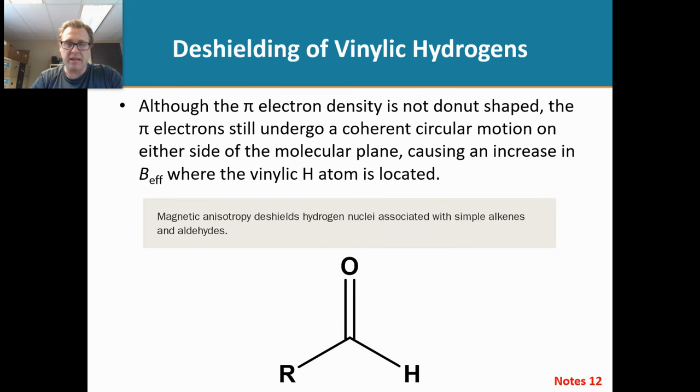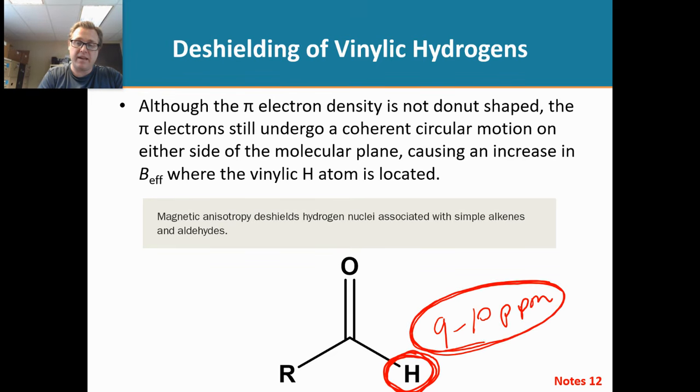Now, what do you think about the aldehydes? Aldehydes also experience massive deshielding. So this hydrogen right there experiences massive deshielding due to the magnetic anisotropy. And so that proton, the aldehyde proton, is very, very distinct. It has a chemical shift around 9 to 10 ppm. So if you ever have a signal with a chemical shift of 9 to 10 ppm, it's indicative that you have an aldehyde. It's very, very unique.